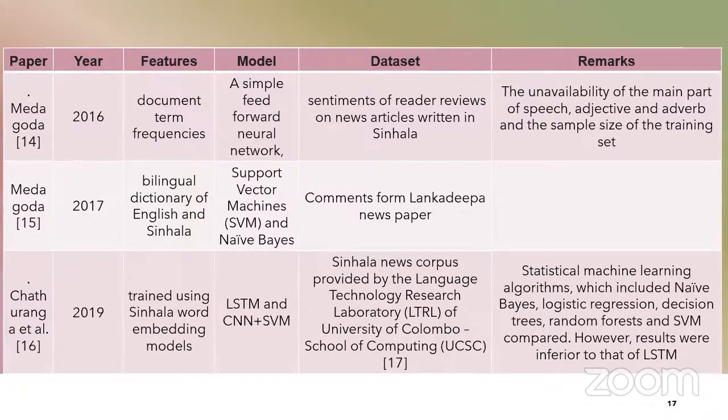Madhugudi uses a simple feed-forward neural network with document term frequencies for a Sinhala corpus. In his 2017 study, the analysis was based on a bilingual dictionary of English and Sinhala. This research mainly focused on statistical machine learning algorithms such as support vector machines and naive Bayes. In the study, Chaturanga worked with the UCSC data set and experimented with deep learning techniques of LSTM and convolutional neural network support vector machine models. The results were inferior to that of LSTM.